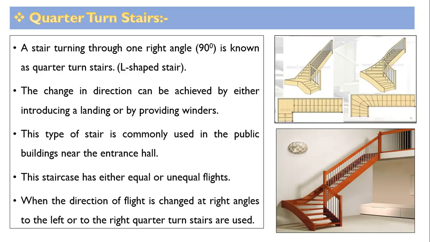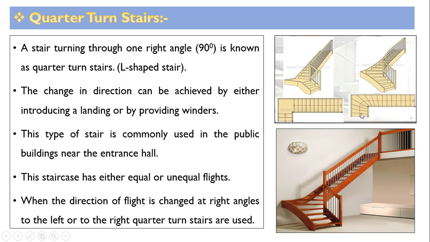Now next is quarter turn stairs. A stair running through one right angle, that is 90 degree, is known as quarter turn stairs. So in case of this, the stairs turn in 90 degree. Like this, it is called as quarter turn stair. The change in direction can be achieved either by introducing a landing or by providing a winder. So this 90 degree change in direction can be achieved by providing this type of landing, or sometimes if space limitations are there, winders are provided. So change in direction can be achieved with the help of winders.